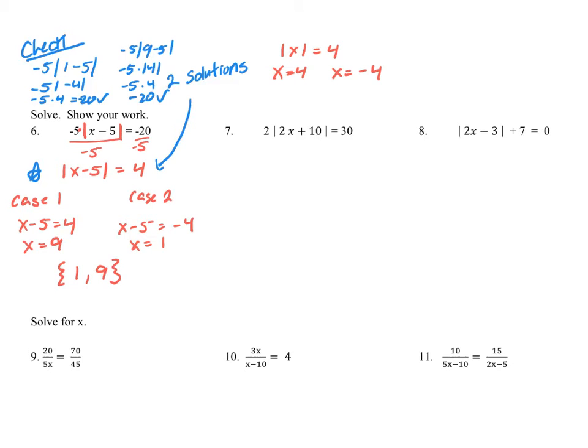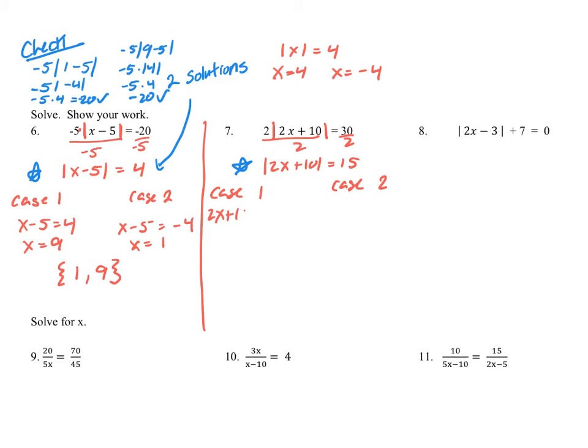Okay, next up. Again, we need to isolate that absolute value. That's our first step. We always need to do this. We're going to divide both sides by 2 here. We're going to end up with the absolute value of 2x plus 10 equals 15. Once I get to this step, again, very important, so I'm starring it, I can look and say, how many solutions am I going to have? It's a positive value there, so I'm going to have 2 solutions. So I have to take my 2 cases. Case 1, 2x plus 10 could equal 15, or case 2, it could equal the opposite: 2x plus 10 could equal negative 15.